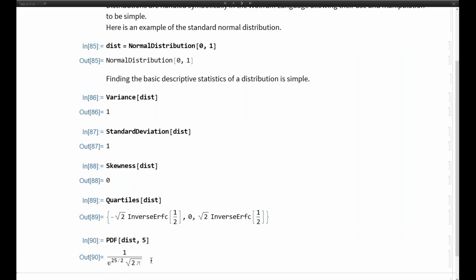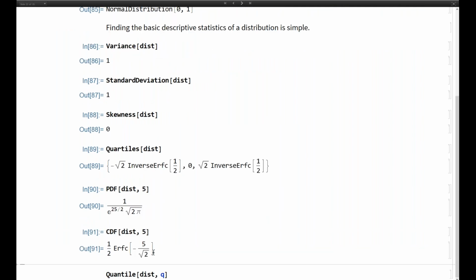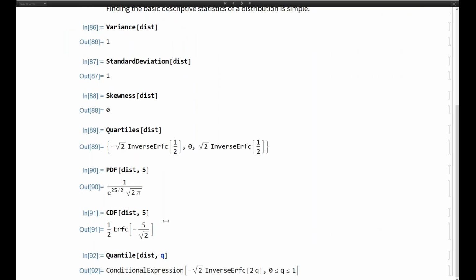Taking a look at the probability density function and the cumulative density function quite easily. In fact, even taking a look at the quartiles. In which case you'll notice that, again, it's still handling most things symbolically. No numerical answers provided apart from those that are obviously numerical.